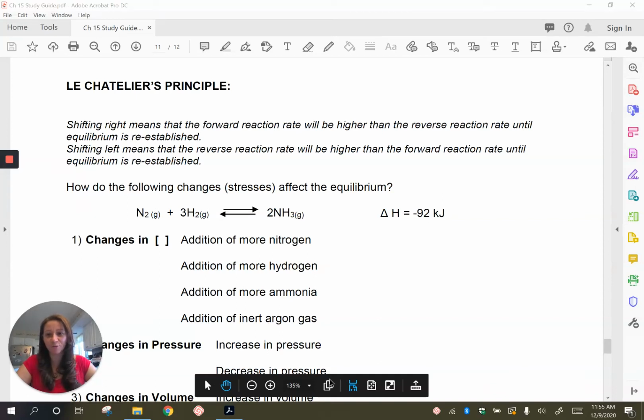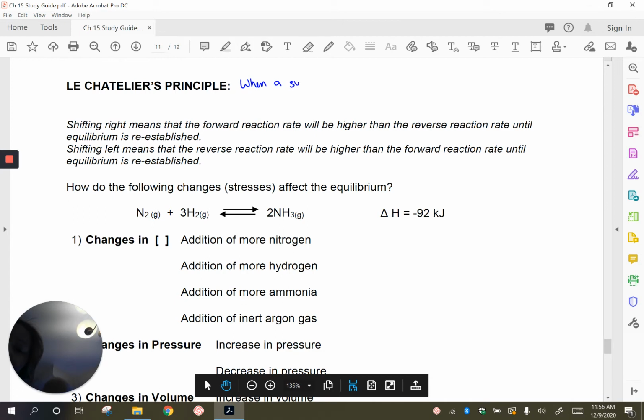Today we're going to talk about Le Chatelier's principle. So Le Chatelier said that if you have a system that's at equilibrium and you apply a stress to it, it's going to shift in the direction that minimizes that stress. So let's write that down first.